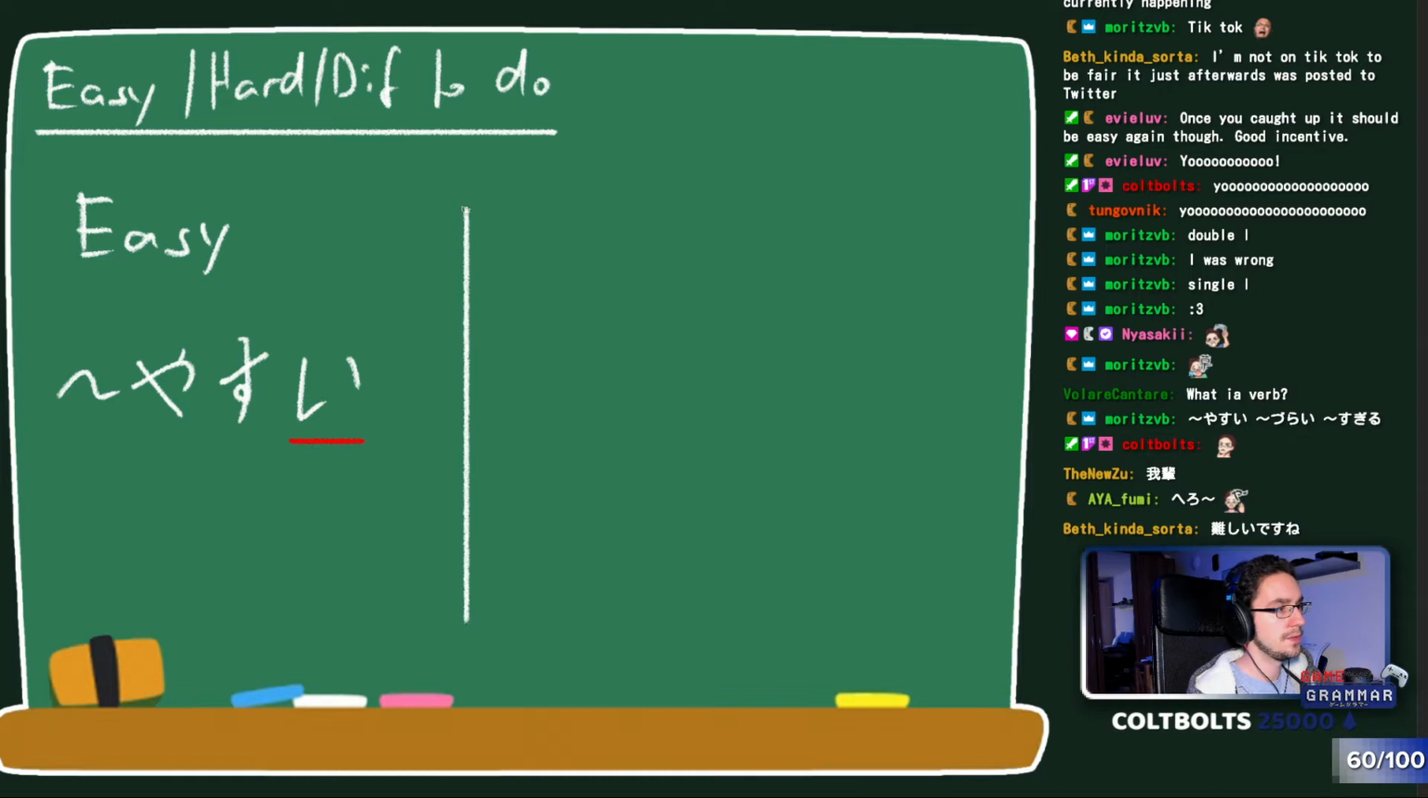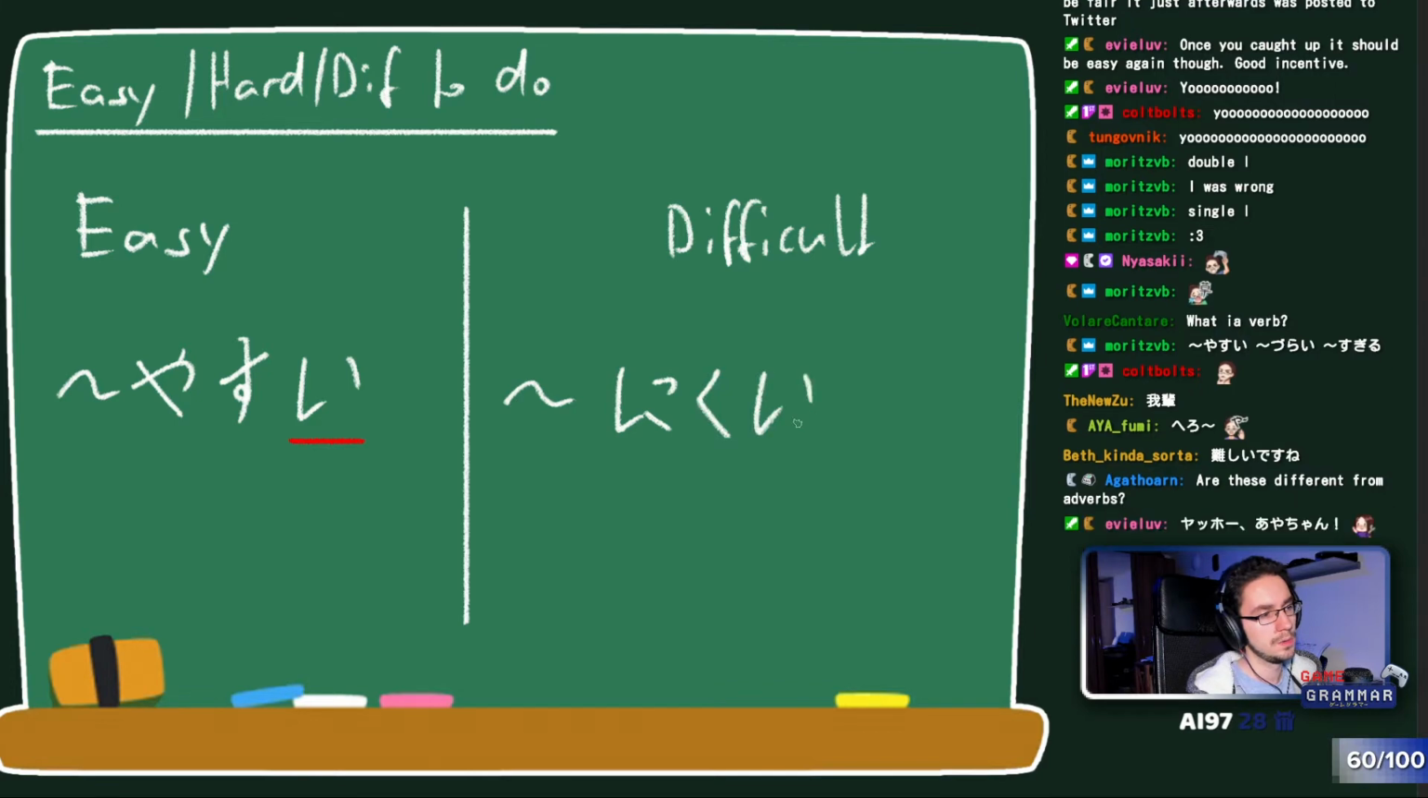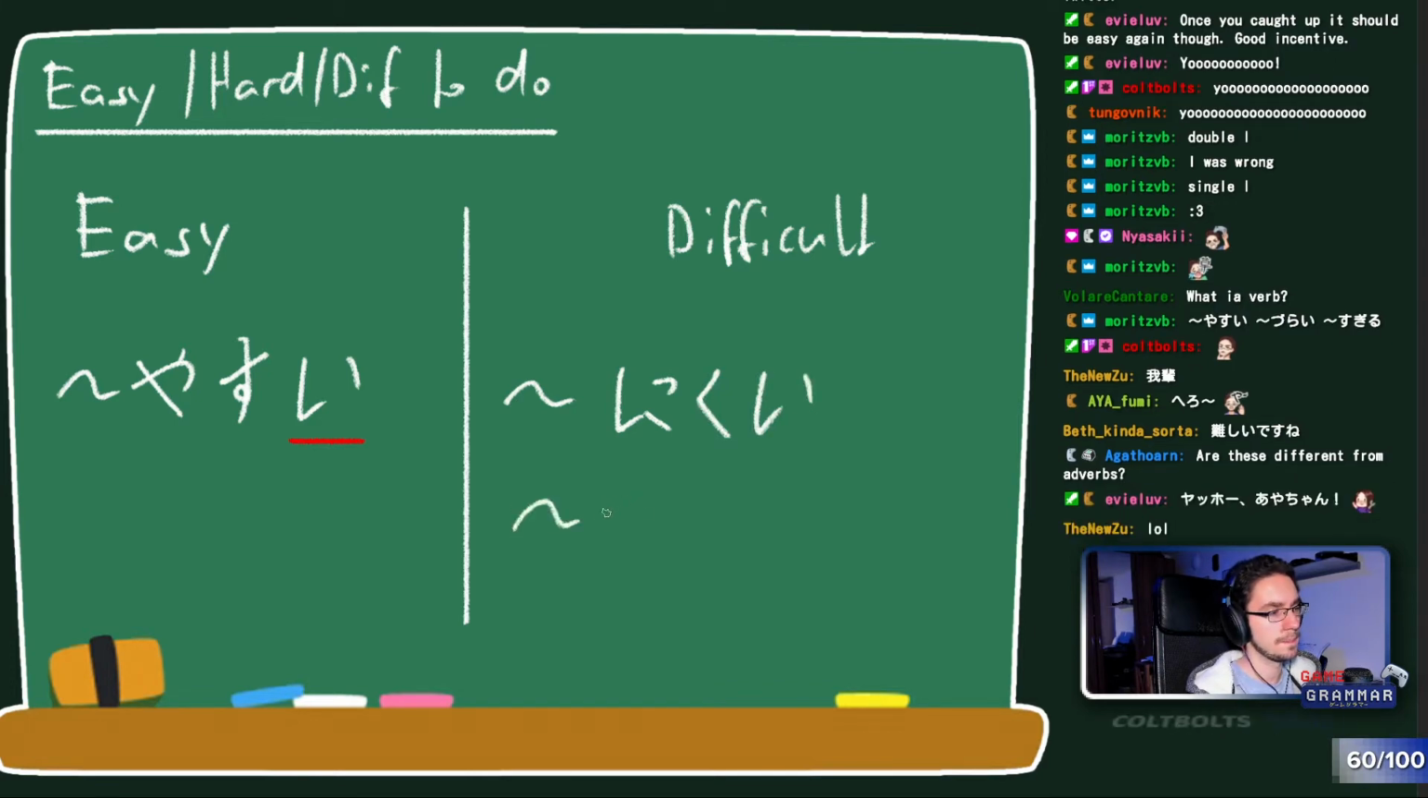And on the difficult slash hard side, I will use the words hard and difficult. I do not mean hard as in a hard object. I mean hard as in difficult. So maybe I will just default to the word difficult so that it's more clear. Difficult. Here you have 2 options, broadly speaking. You have either nikoi or you have zurai, okay?